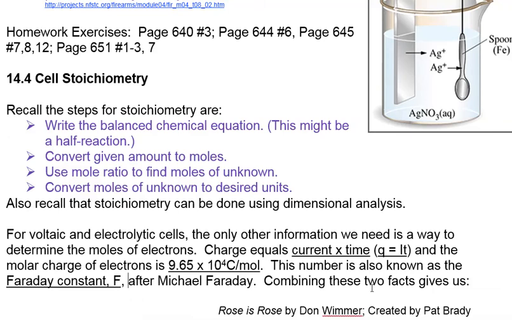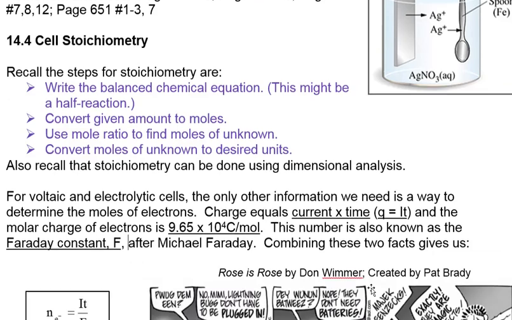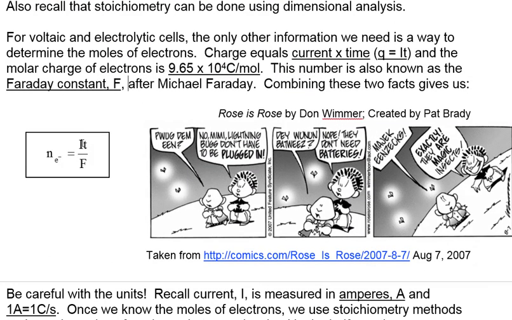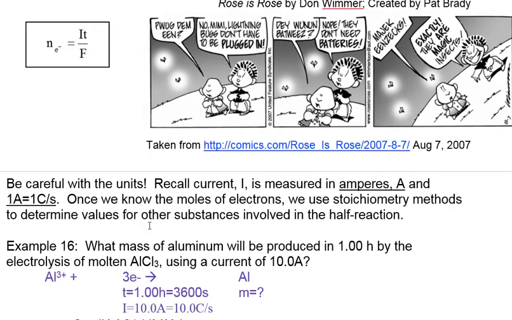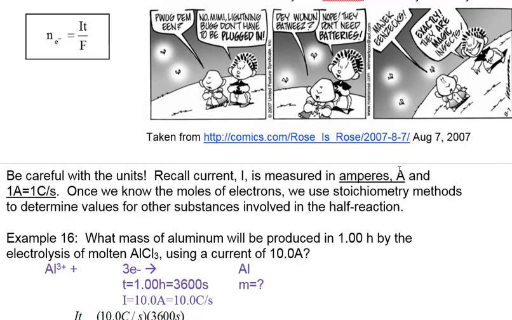So when we combine those two things together, we get that the moles of electrons is equal to current times time divided by Faraday's constant. So if we look at those units, current is measured in amps or coulombs per second. So we have coulombs per second times seconds if we put our time in seconds. So it's important that we always take our time and move it to seconds. Even if it's hours, we've got to move all the way back down to seconds.